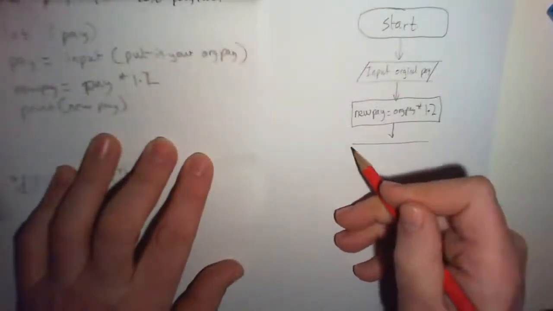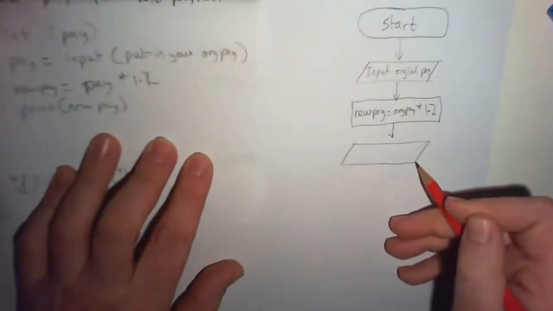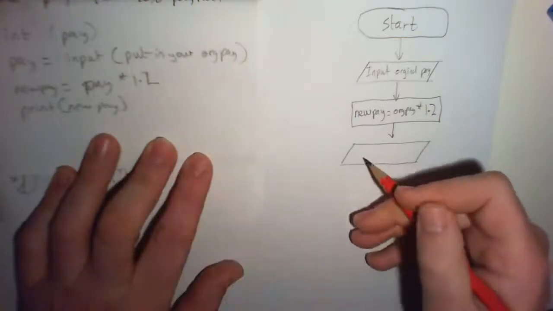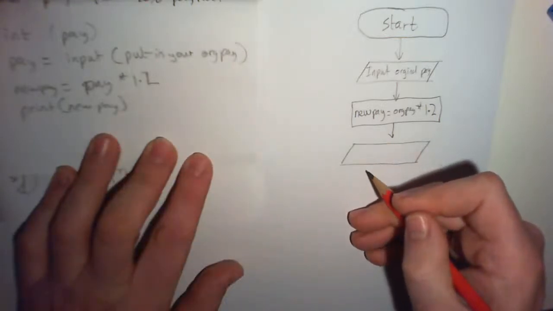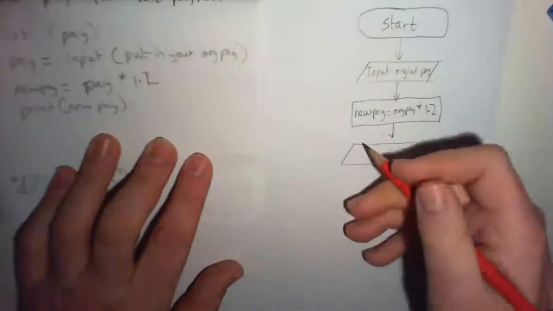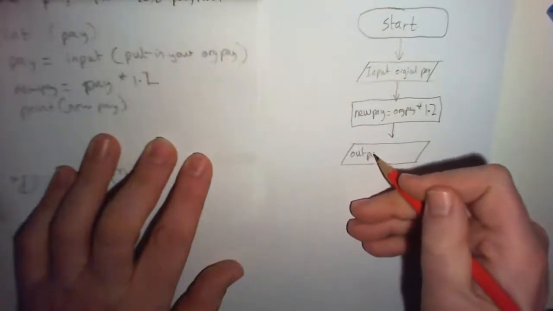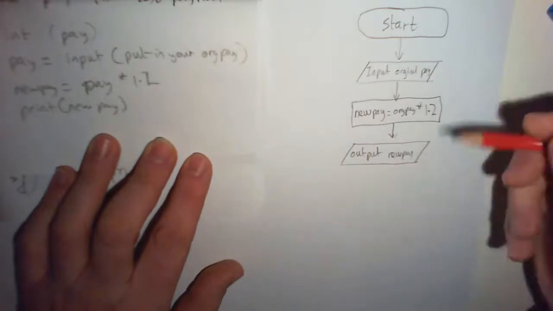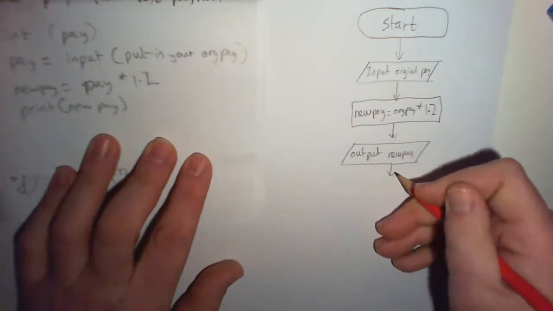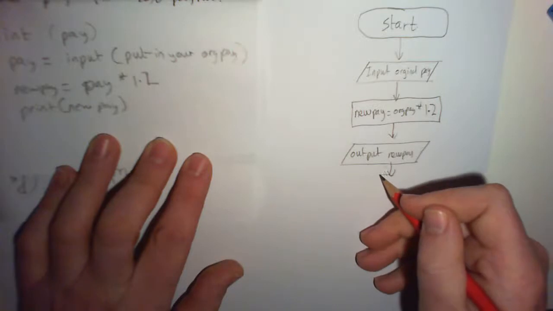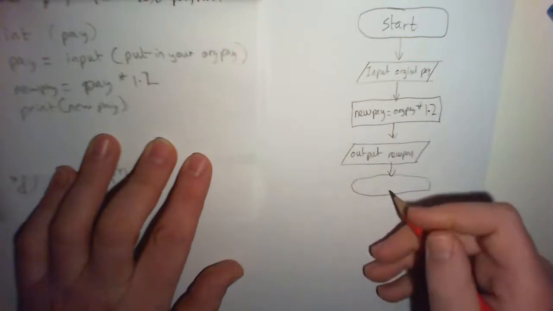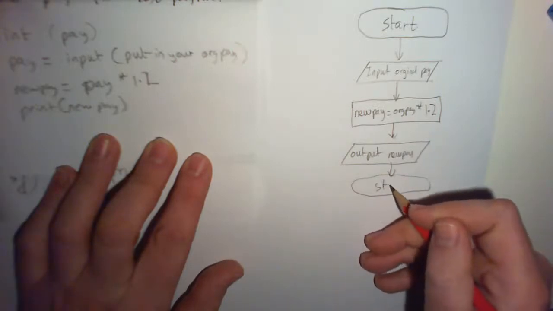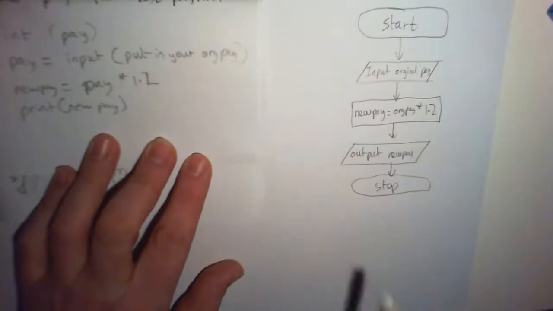So that means another parallelogram box. And this parallelogram box is going to, what do we say? New pay. Okay, output new pay. And then do we just leave that hanging? No, we stop the algorithm. Stop. And there you have it done.